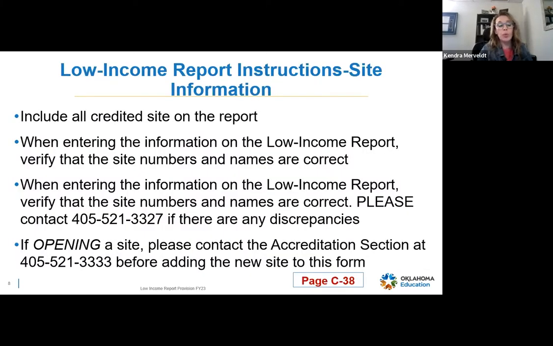So when you fill out the low income report, make sure you have all your accredited sites. They have to be in here and they have to be in the report. When entering the information, make sure that every site number and name is correct. If you have any questions or you see any discrepancies, contact our office. Maybe you opened a new site and you don't see it. If that's the case, make sure that you contact accreditation.